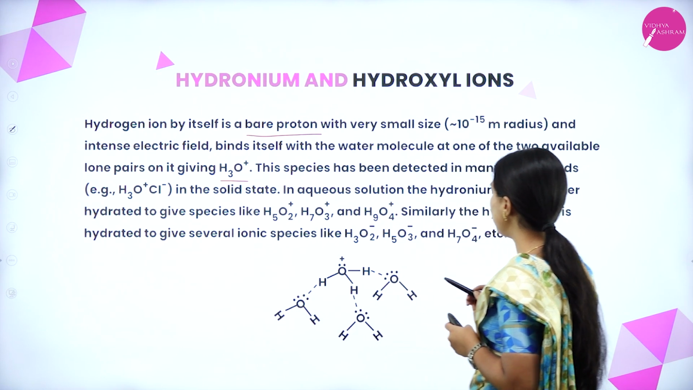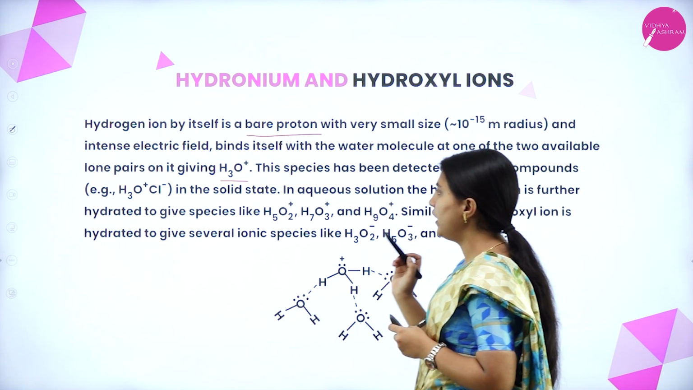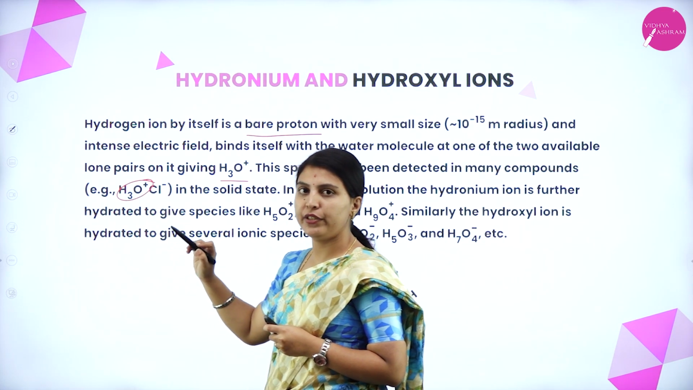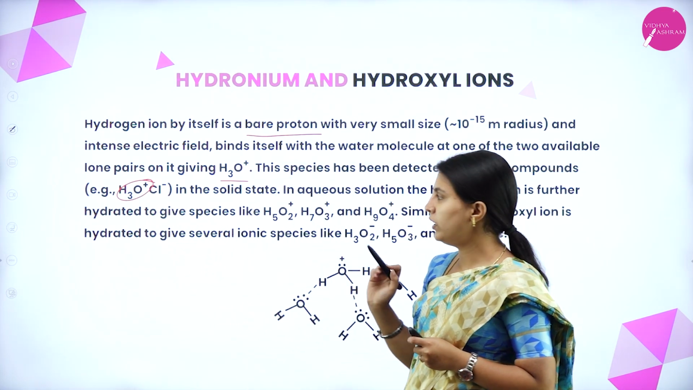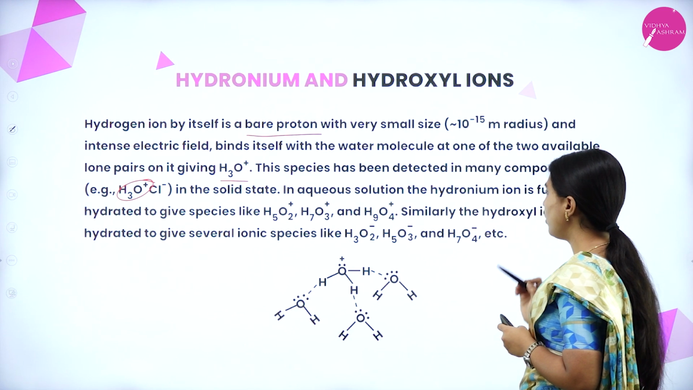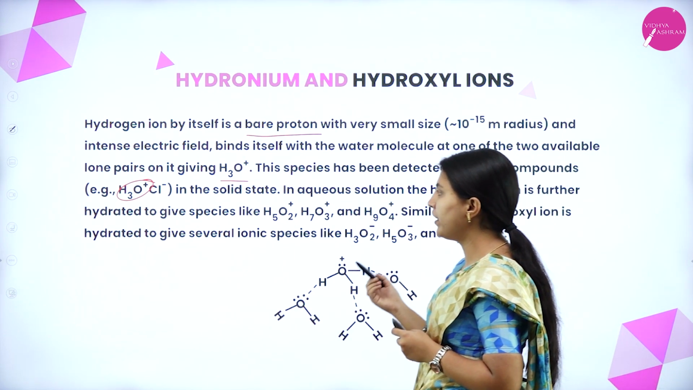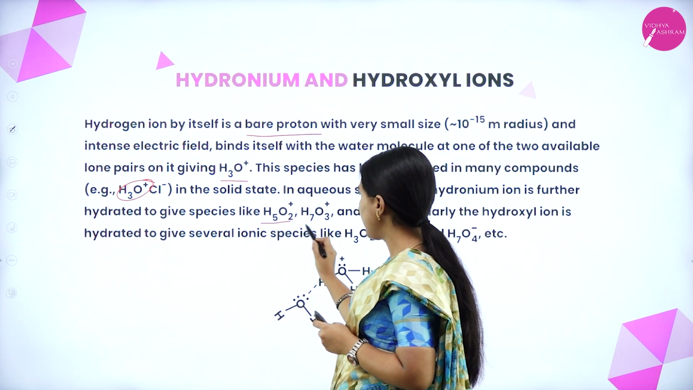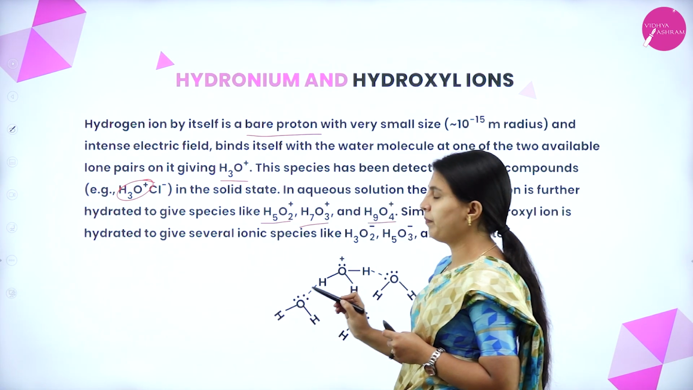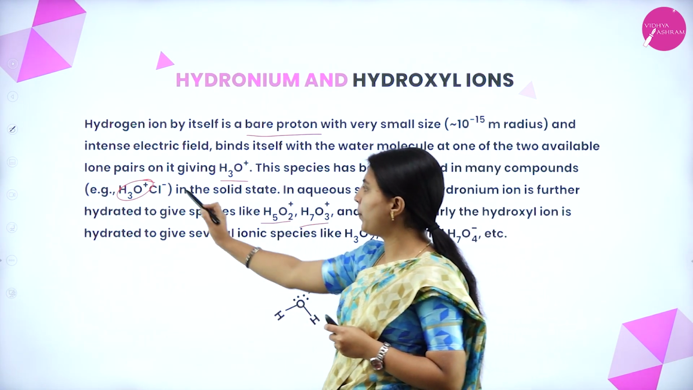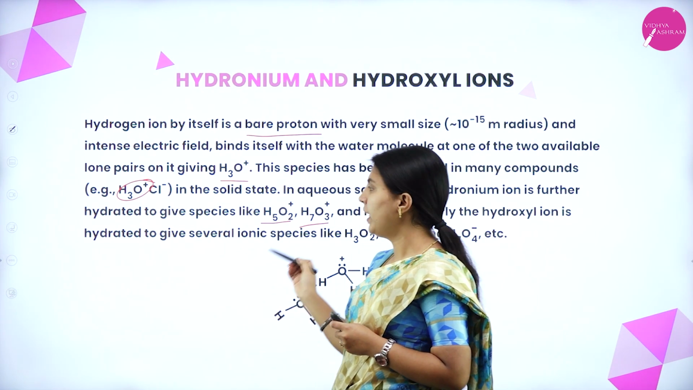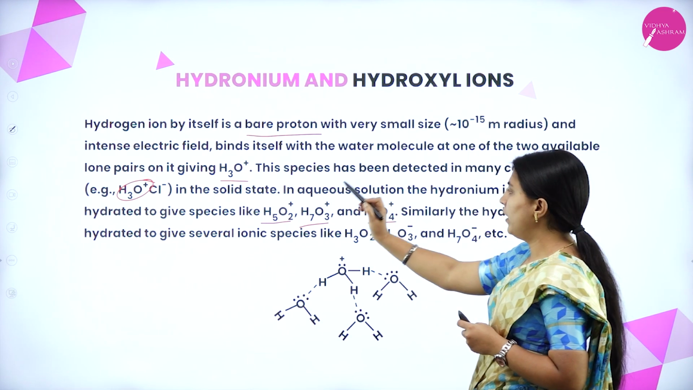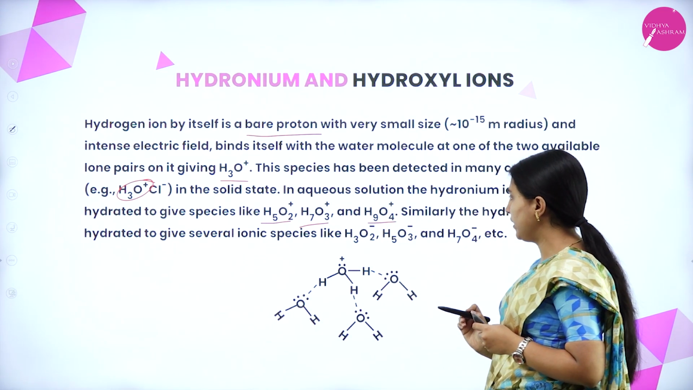This species has been detected in many compounds in the solid state. See here also H3O plus will be identified in the solid state. In the aqueous solution, the hydronium ion is further hydrated to give species like H5O2 plus, H7O3 plus, H9O4 plus. In the solid state, it will stop at H3O plus, but in the aqueous state, it will be further hydrated like H5, H7, H9 like this.